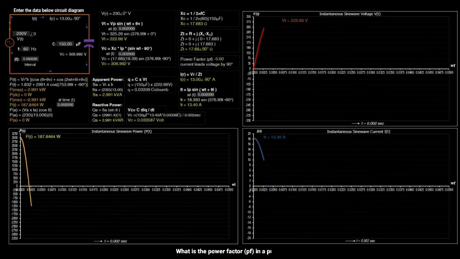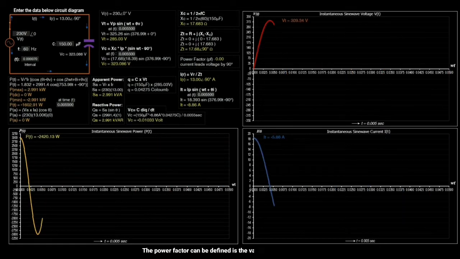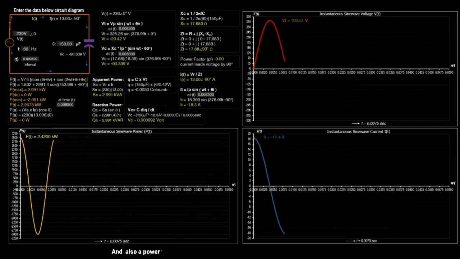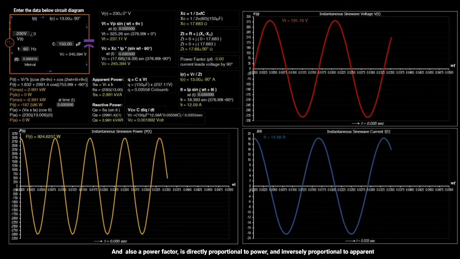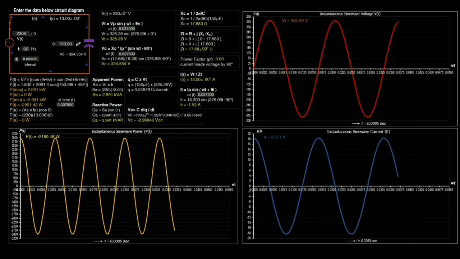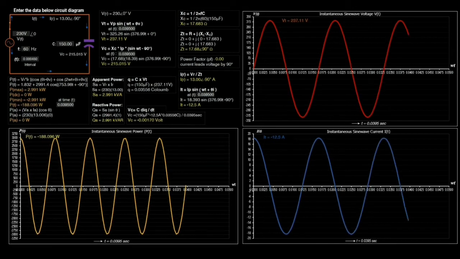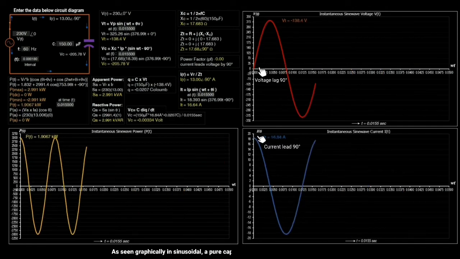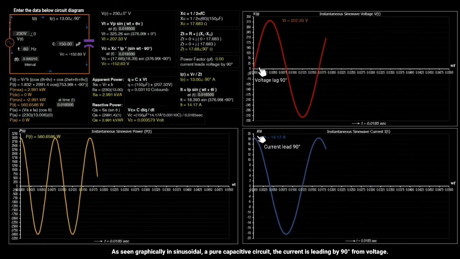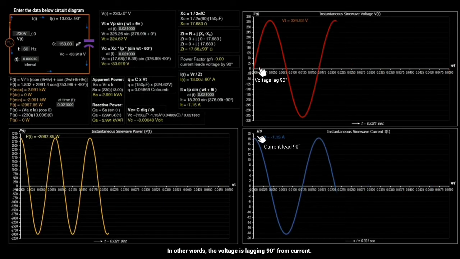What is the power factor, PF, in a pure capacitor? The power factor can be defined as the value of cosine 90 degrees, the result is 0, and also the power factor is directly proportional to power, and inversely proportional to apparent power. It is the phase angle difference between a current and voltage sine waves. As seen graphically in the sinusoidal, in a pure capacitive circuit, the current is leading by 90 degrees from voltage. In other words, the voltage is lagging 90 degrees from current.